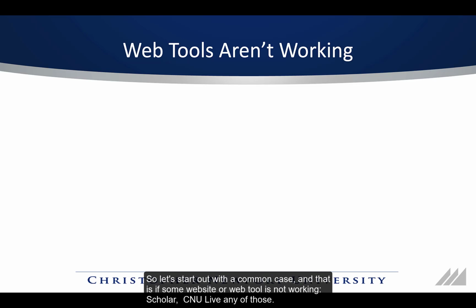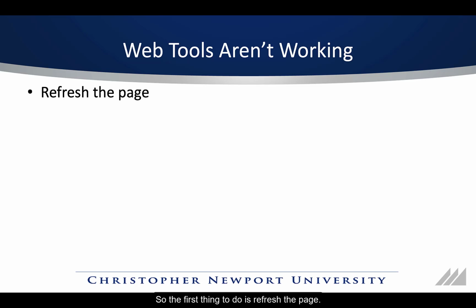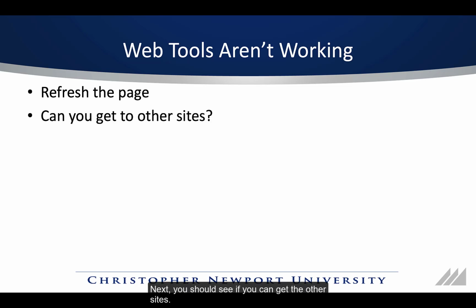So let's start out with a common case, and that is if some website or web tool is not working, Scholar, CNU Live, any of those. So the first thing to do is refresh the page. That oftentimes fixes anything where it just didn't load correctly. Next, you should see if you can get to other sites, especially sites like a news site or a sports site that the content is new every time on. This will check if your internet's working.